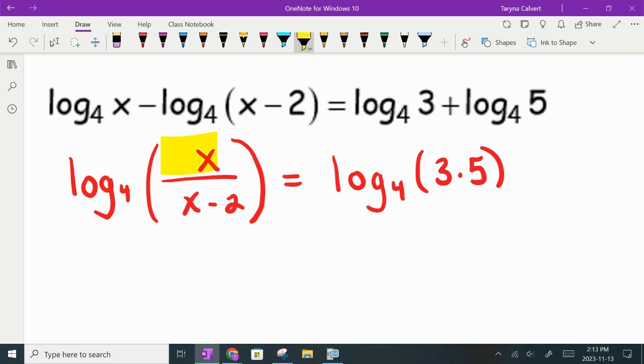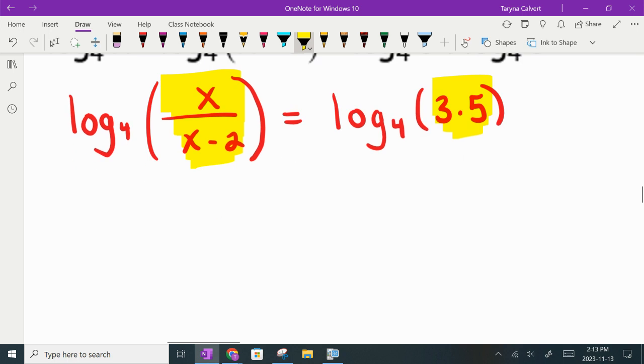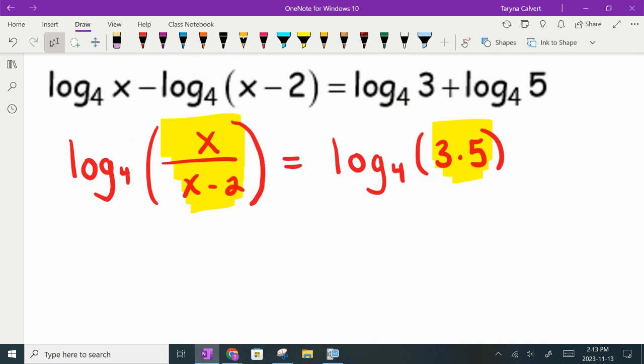Right, so these are two argument statements. Do we have the same base for our logs? Yes. Right, so they're both log 4s. So can we drop the logs off and set our arguments equal to each other? Yes. So are we good? Everybody's following me? So then we have x over x minus 2 equals what? 15.